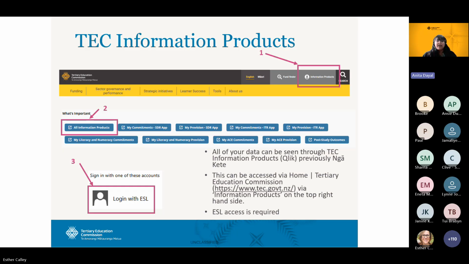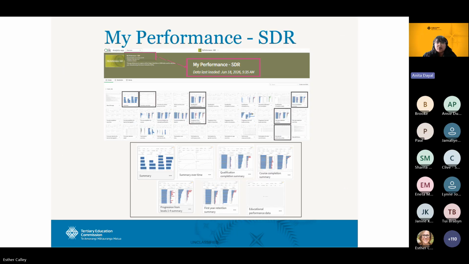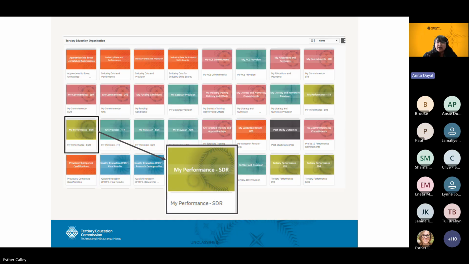You will then be asked to sign in. So you must sign in with your login with ESL option. Once you have entered your username and password, all of the apps that you have access to will be visible. Oh, can you just go back? Yeah, thank you. Not all of the apps will be available to everyone. It is user and fund dependent.